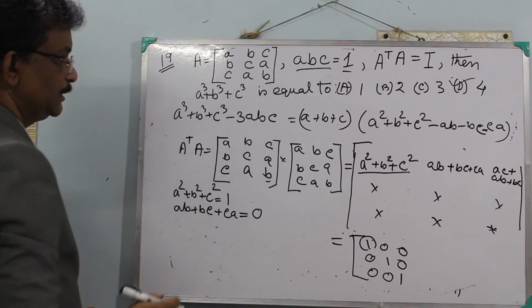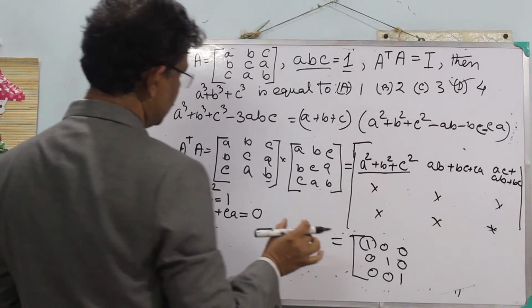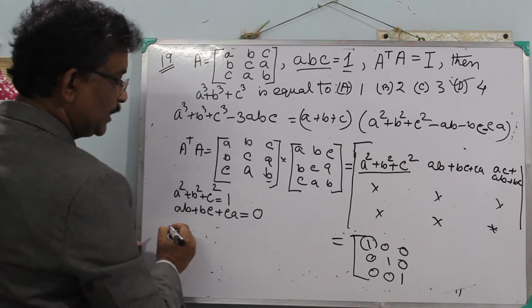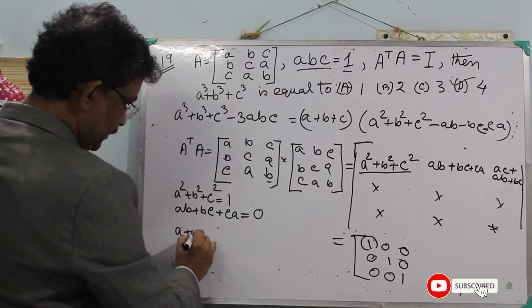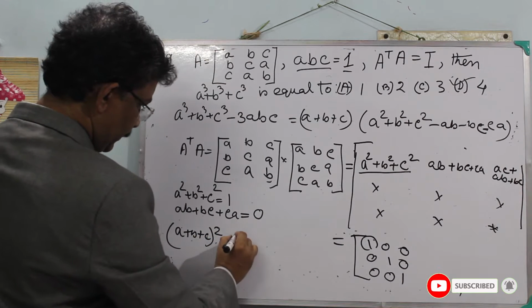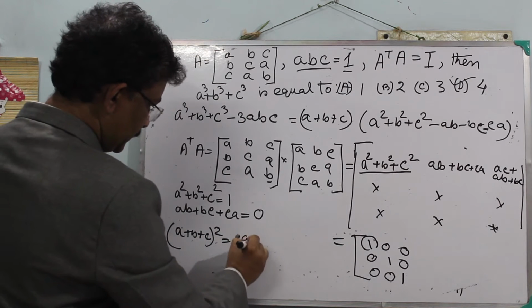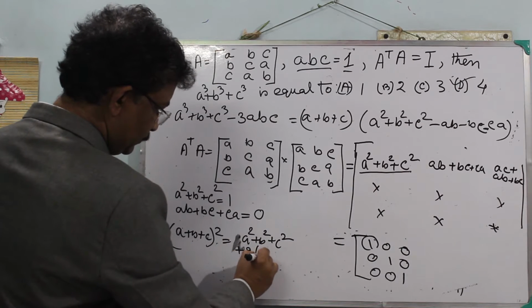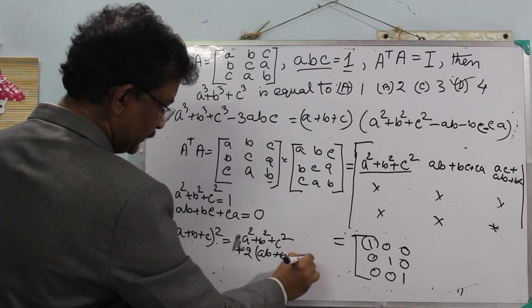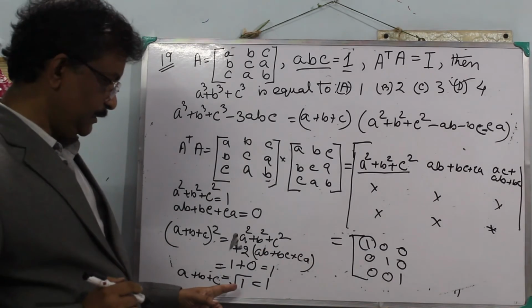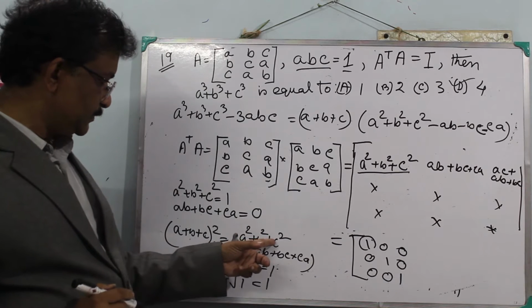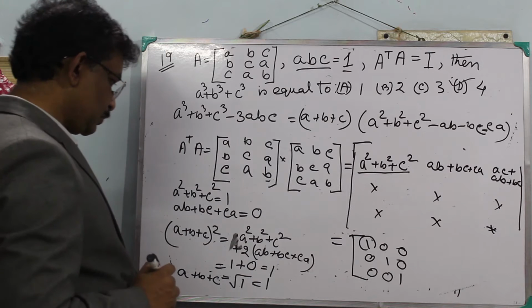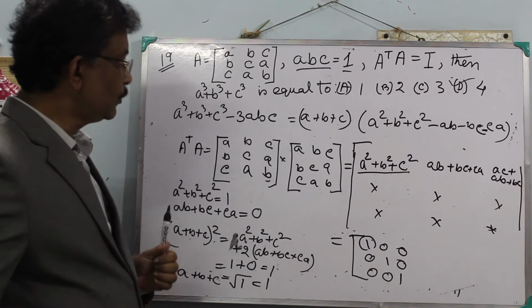So what is the remaining? a plus b plus c is not known. So I know (a plus b plus c) whole square equals a square plus b square plus c square plus 2 into (ab plus bc plus ca). So a plus b plus c is root over 1, since a square plus b square plus c square is a positive number and the root of a positive number is 1. So I have calculated almost all the values.